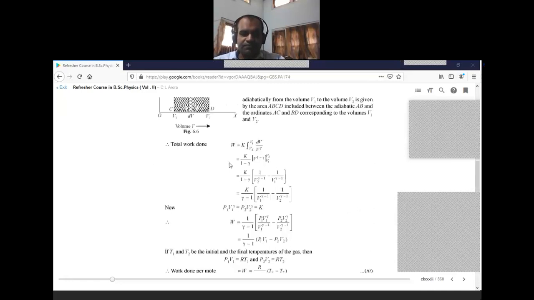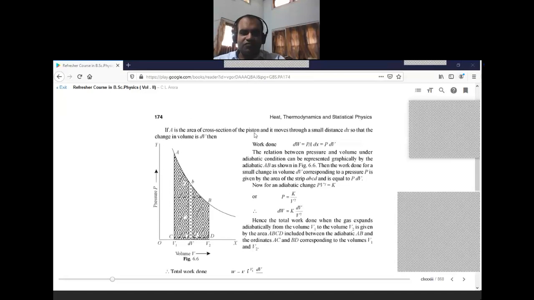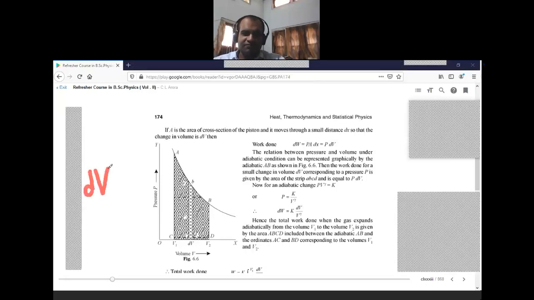Okay, so now if capital A is the area of cross section of the piston, just like yesterday, and the piston moves through a distance of dx, just like we discussed yesterday, so that the change in volume is dV. So dV is nothing but A dx, where A is the area of cross section of the piston and dx is the displacement.